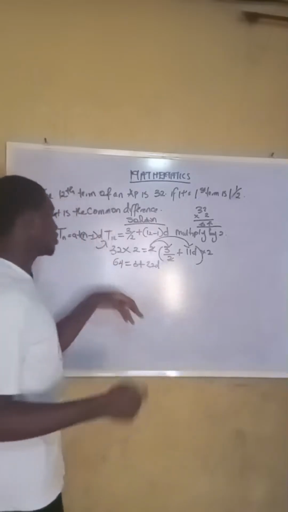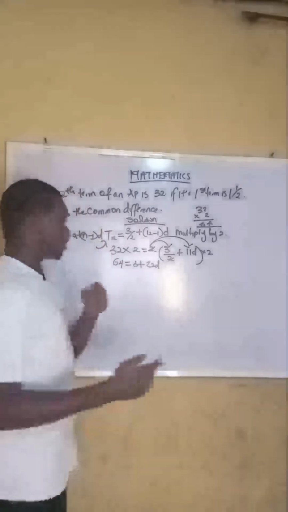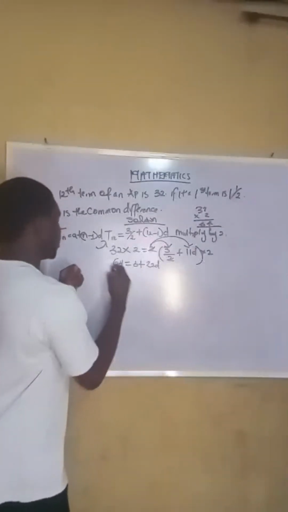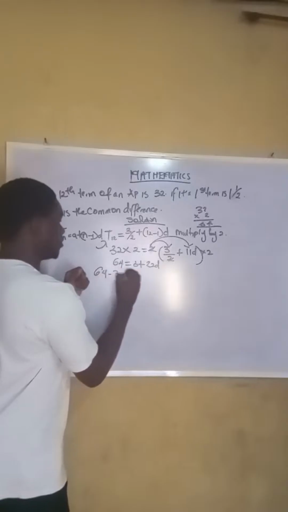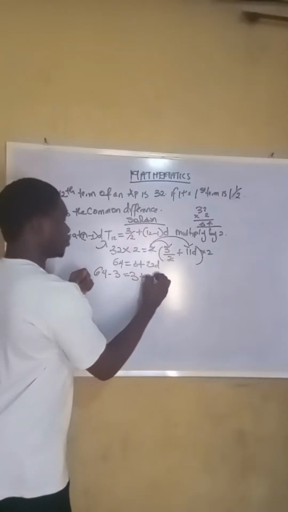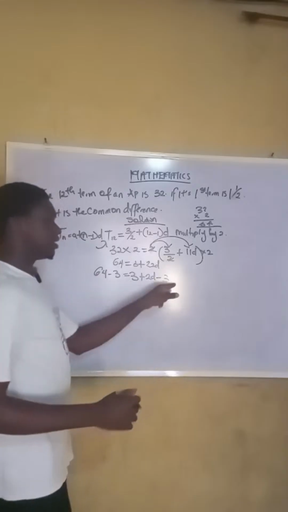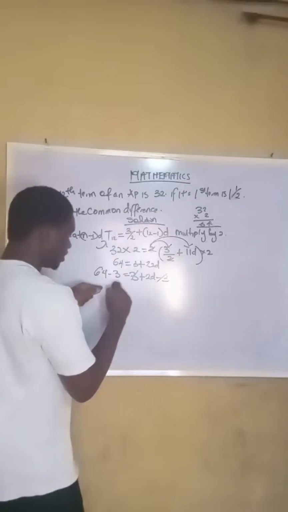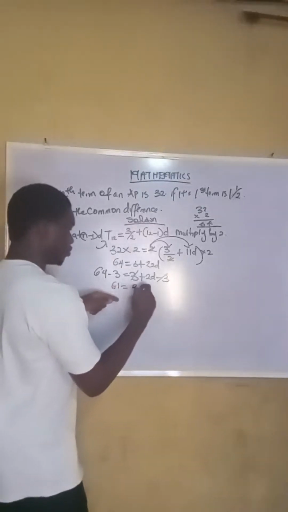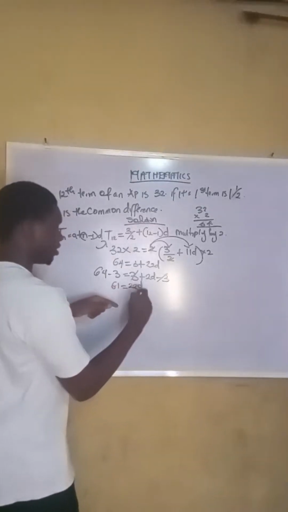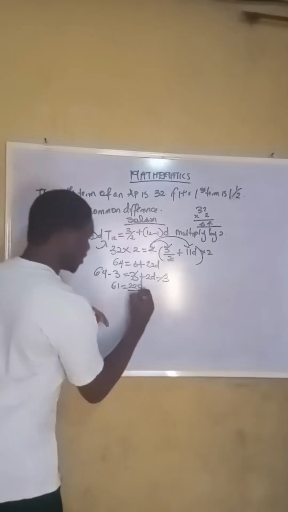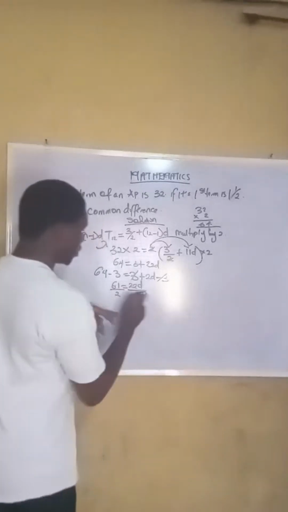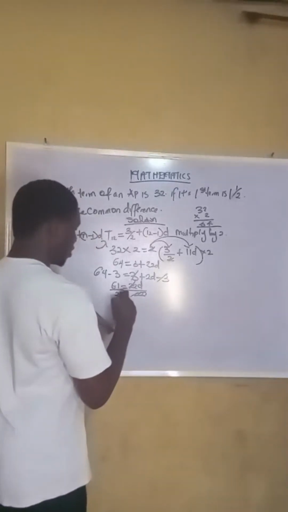3 plus 22D. So what you do next is that you subtract 3 from both sides, and look for the value of D. We have 64 minus 3 is equal to 3 plus 22D minus 3. 3 minus 3 is 0. 64 minus 3 is 61. So that 61 is equal to 22D, right? Divide both sides by 22 because we are looking for D. Divide both sides by the coefficient of D, which is 22.